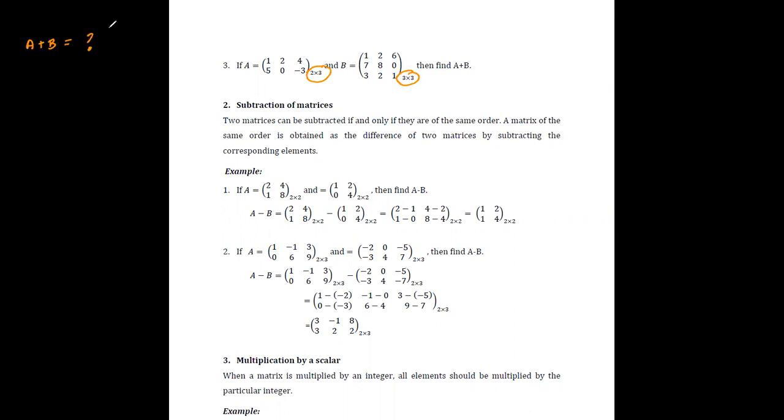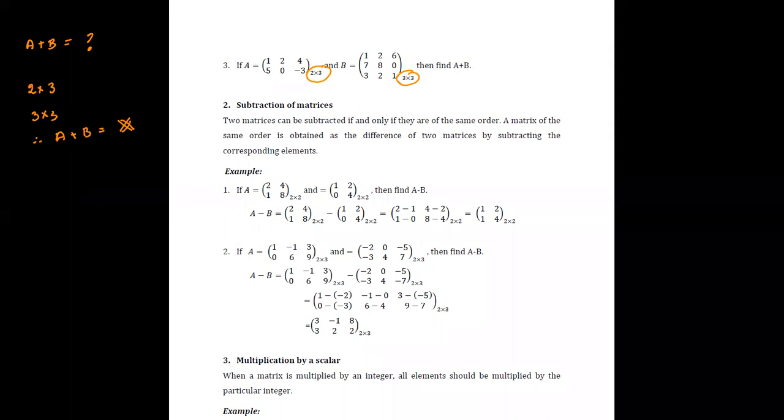first you have to check whether the matrices are of the same order or not. If that is not satisfied, we are not going to perform the calculation thereafter. Here we can see the order of matrix A is 2 by 3, and the order of matrix B is 3 by 3. These are not the same order, therefore A plus B does not exist. We cannot perform this matrix addition.